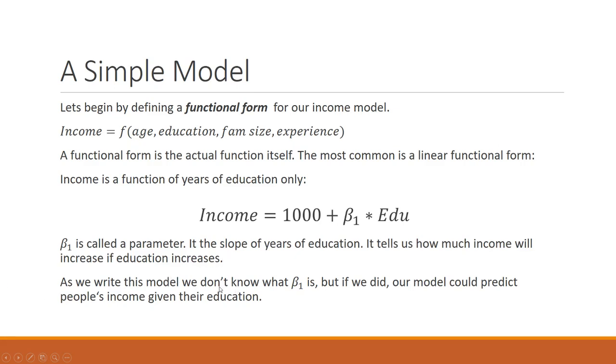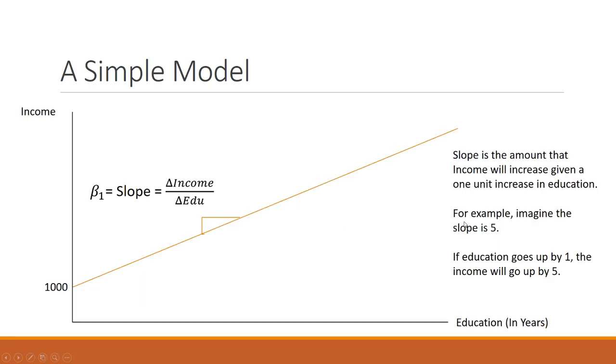As we write the model, we don't know what beta 1 is. But if we did, our model could predict people's income given their education. All right, so we have some model. It's income as a function of education, and it has a parameter, some unknown value. If we did know that value, then all I would need is for you to give me your education level, and I could tell you what your income was. This is a very simple function.